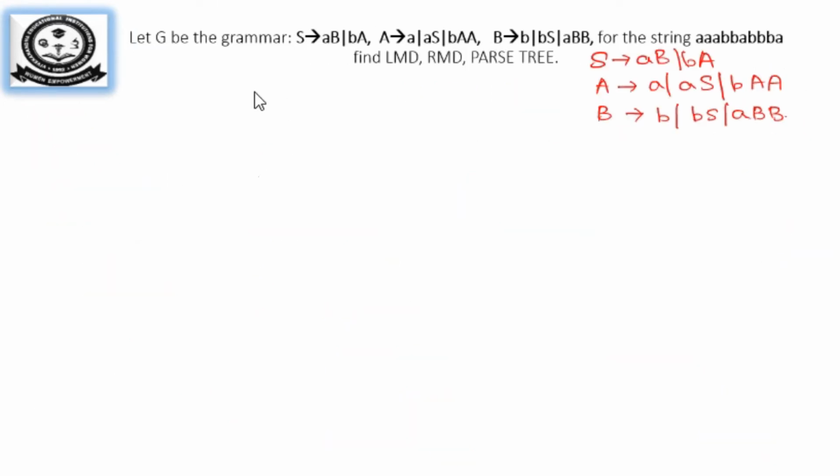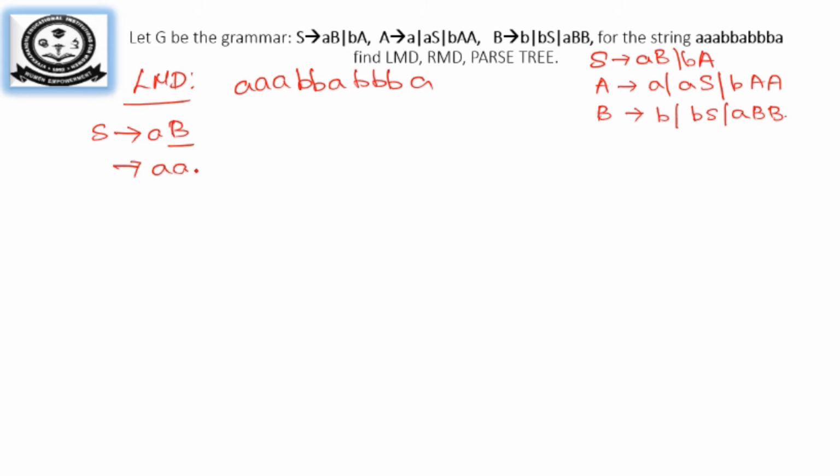Same problem for the given grammar, you have to draw LMD, RMD and the parse tree. So let us try for LMD first. So I'm going to use LMD for the given string. So the given string is triple A, double B, A, triple B, A. Okay, we'll start with the substitution. So S tends to AB first because it starts with A. So now for B, I will substitute again ABB.